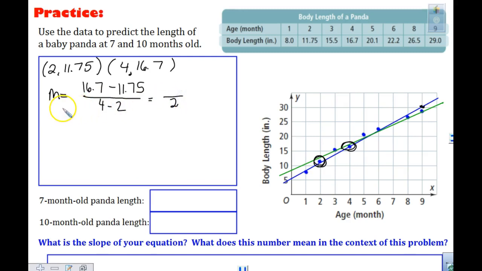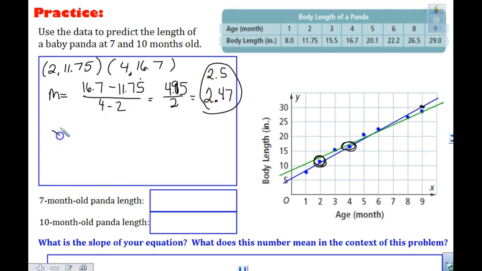So if I am subtracting 16.7 minus 11.75, what do we get for that? 4.95. Did you subtract the 7.5 or just, yeah? Use 2.47, or if I use 2.5.